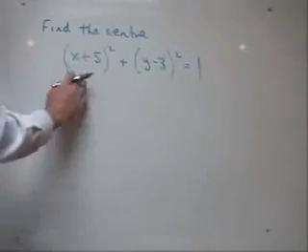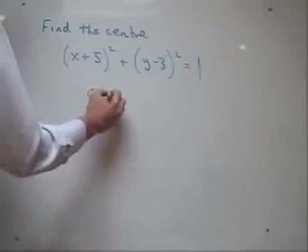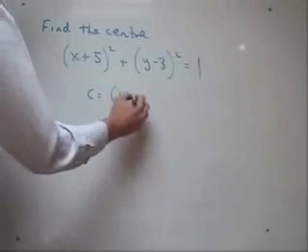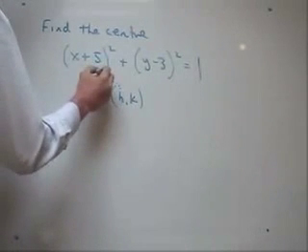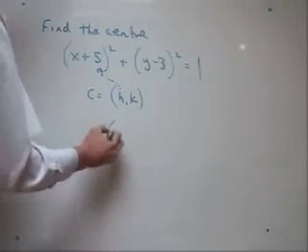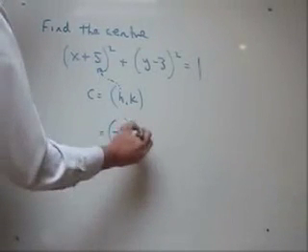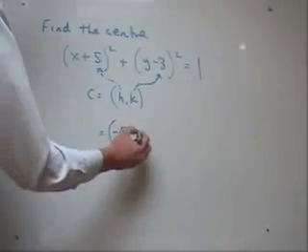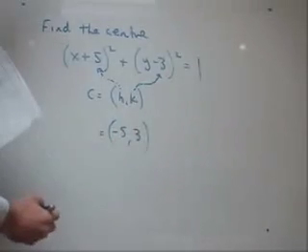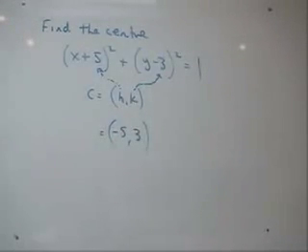So the circle is a very easy question. The center equals (h, k). H comes from the opposite of the x value. The opposite of 5 is negative 5. K comes from the opposite of the y value. The opposite of negative 3 is 3. So the center is (negative 5, 3).